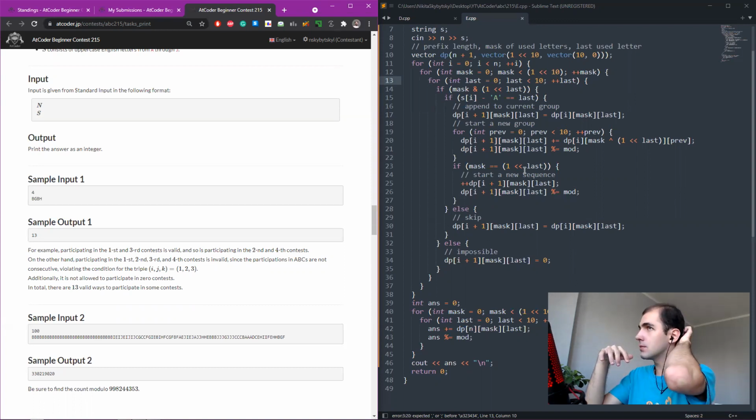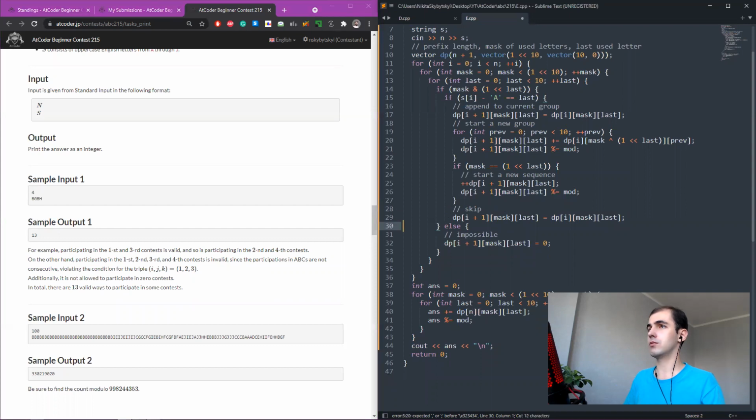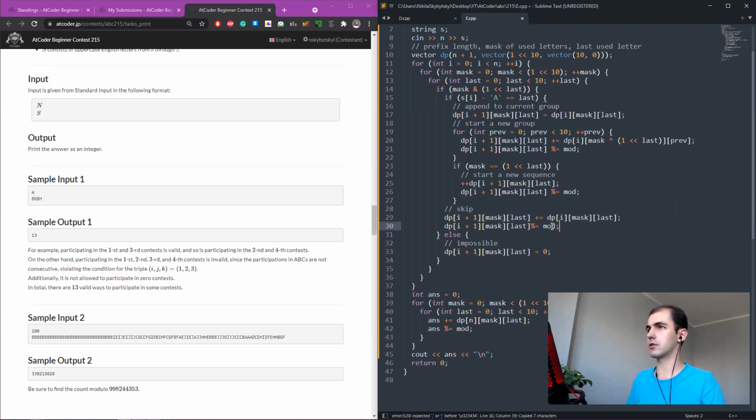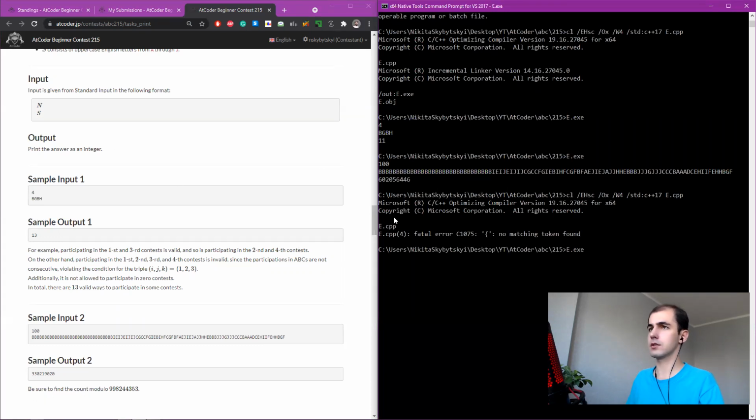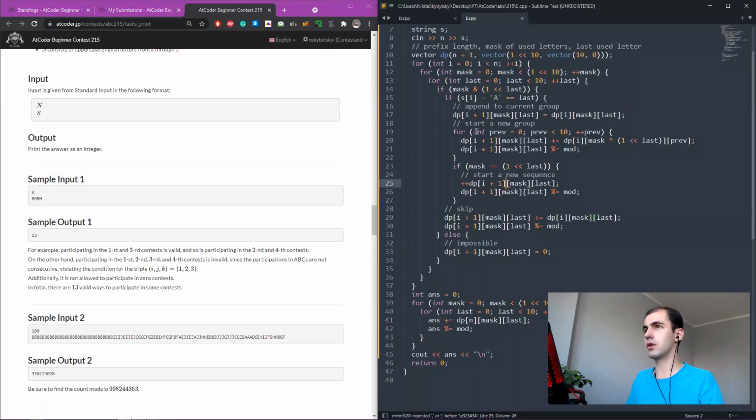But can we skip if it's in the current group? I think we can. This should not be else, this should be instead this. Yeah, I'm pretty sure that we can skip if we are in the current group, right? Even if it's fine to add, we don't have to add, right? Come on.